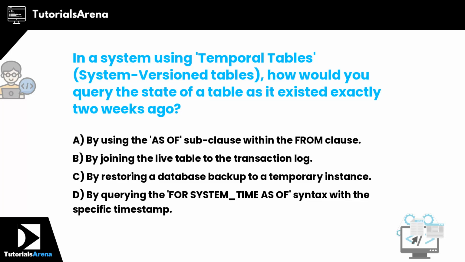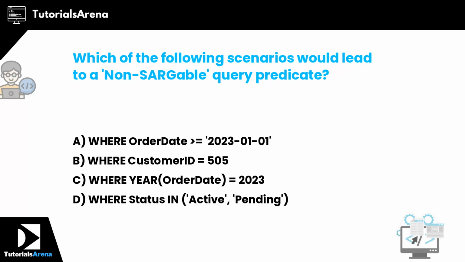In a system using temporal tables, system versioned tables, how would you query the state of a table as it existed exactly 2 weeks ago? Answer is D. By querying the FOR SYSTEM_TIME AS OF syntax with a specific timestamp. Which of the following scenarios would lead to a non-SARGable query predicate? Answer is C, where year, order date, equals 2023.